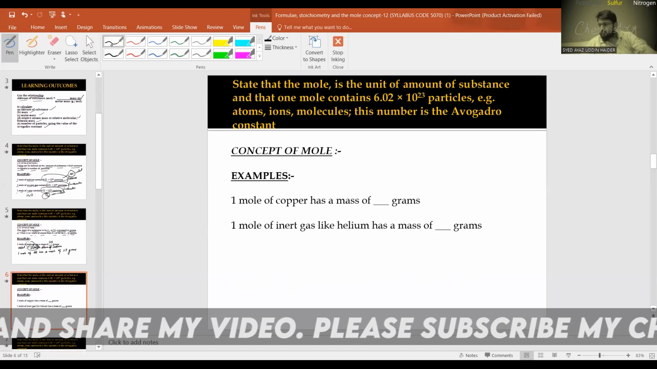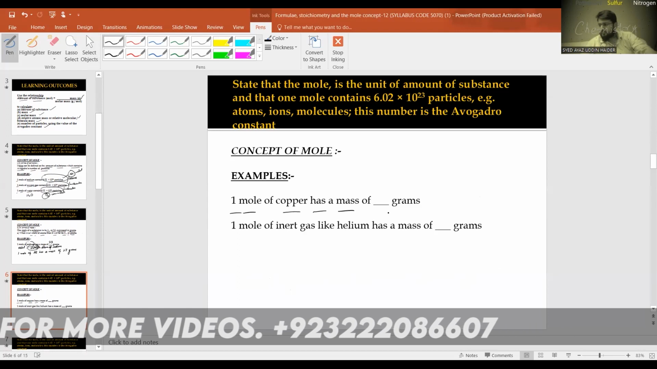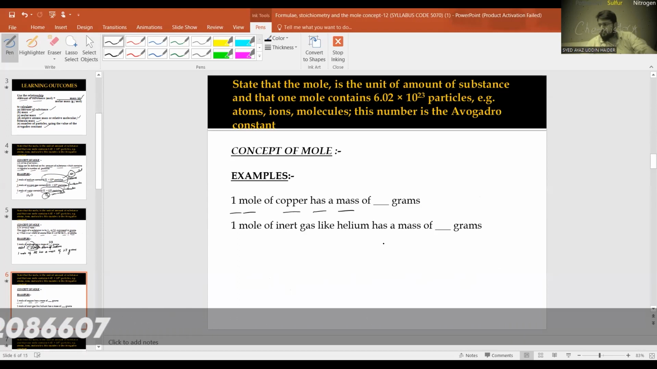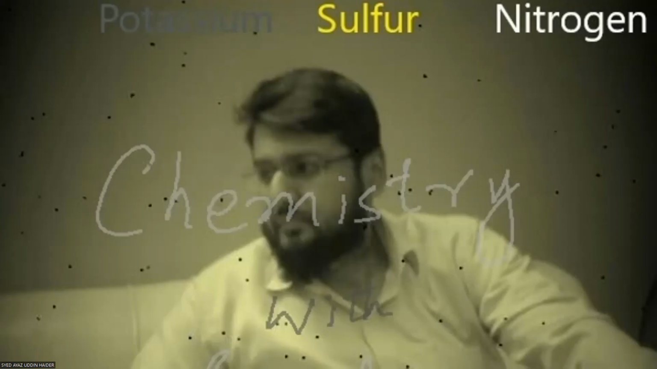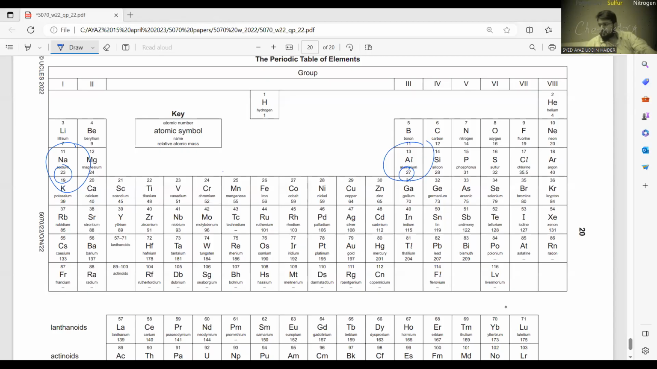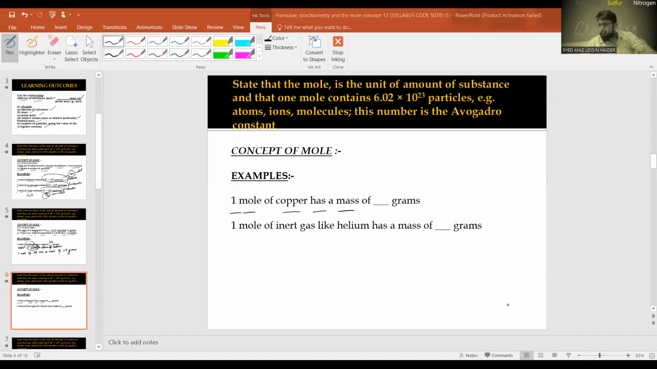We have other examples. We have copper. 1 mole of copper has a mass of dash grams. So in the dash, I'm going to write the AR of copper. AR of copper is 64. So the AR of copper will be expressed in grams. You write 64 grams. 1 mole of copper has a mass of 64 grams.